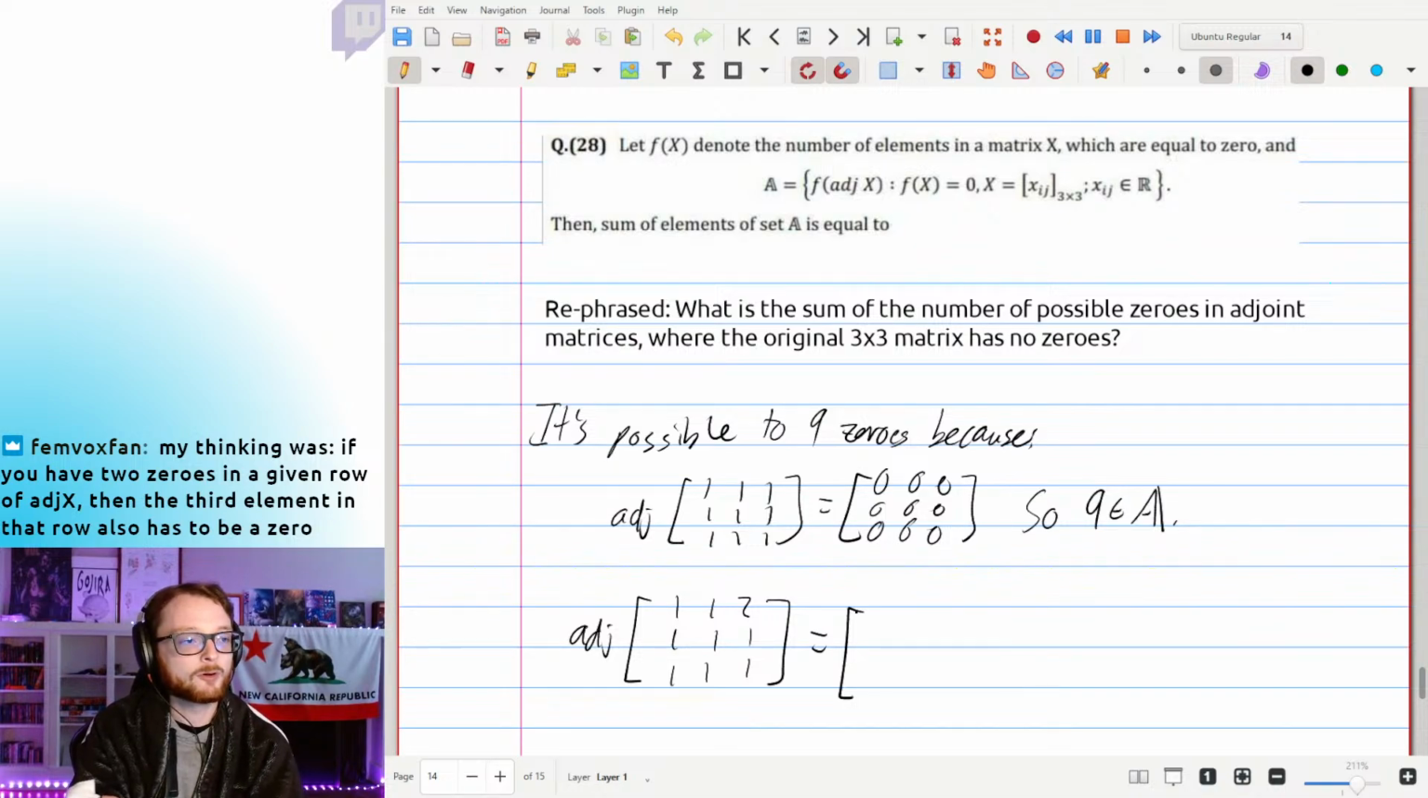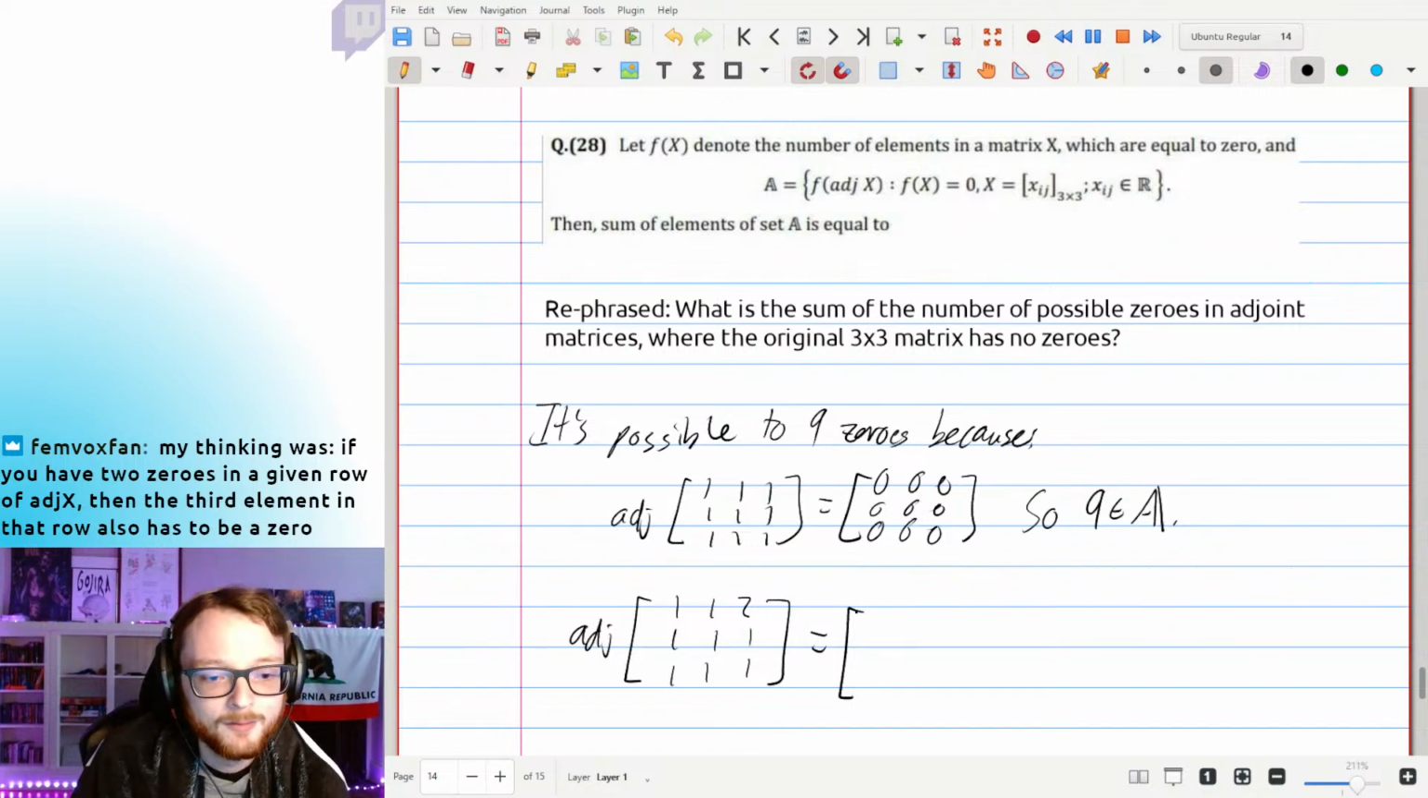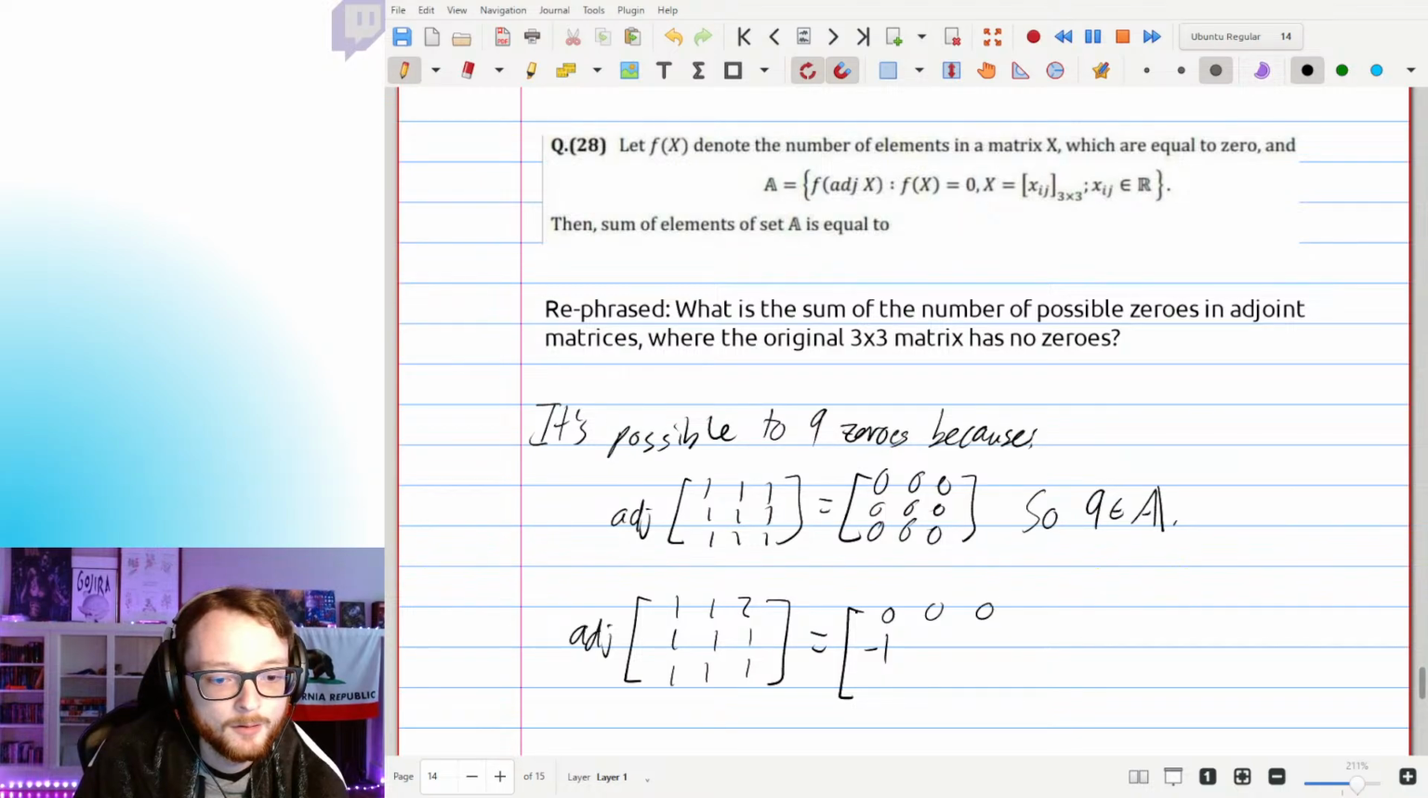I guess you have to also consider columns and diagonal, though, or they could be arbitrarily placed. I don't know. I'm gonna keep on. That will be a 0. This one is gonna be a 0. 0. This one you get -1 here. This one you get -1. This one you get 0.